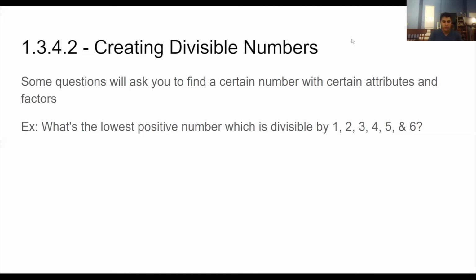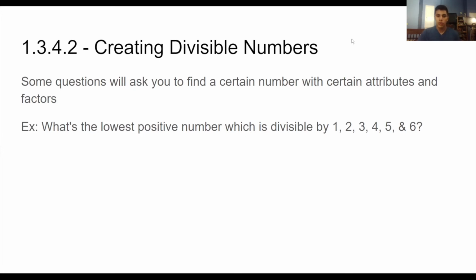This question reads, what's the lowest positive number which is divisible by 1, 2, 3, 4, 5, and 6? It's creating divisible numbers because you need to create a number that is divisible by 1, 2, 3, 4, 5, and 6. And it also has to be the lowest positive number which fits that description. You already know everything you need in order to solve these questions, but they can be a little bit tricky. That's why I want to go over them.